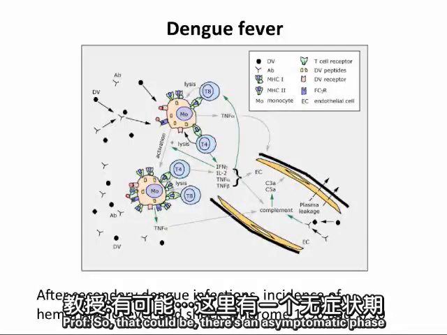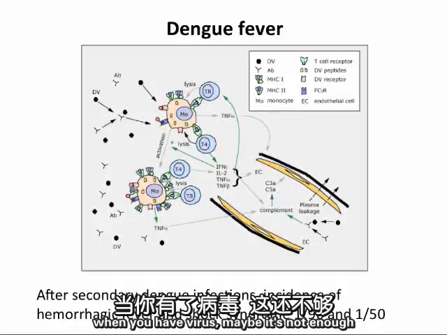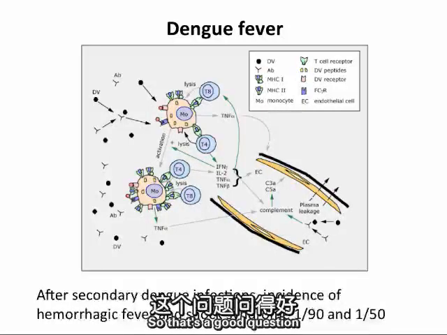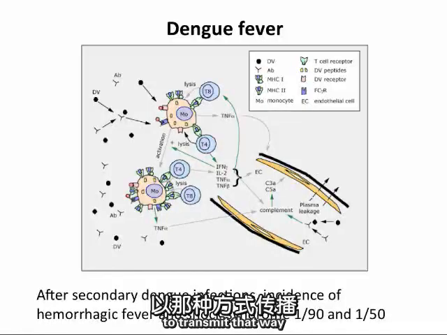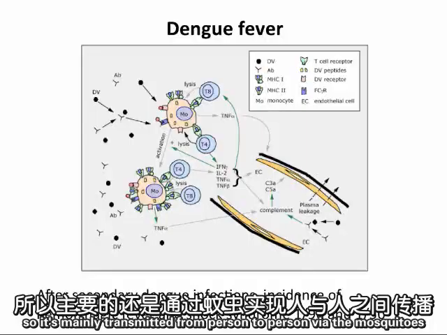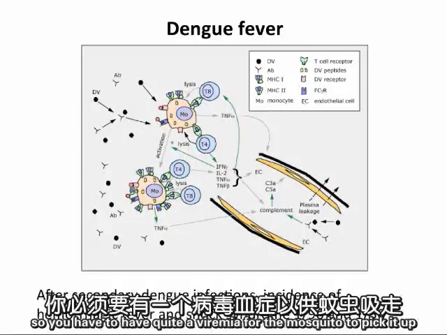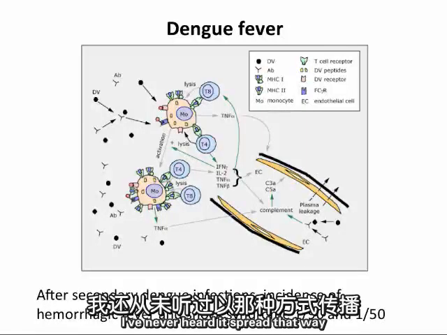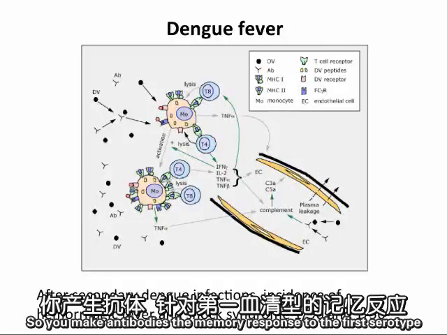There's an asymptomatic phase when you have virus. Maybe it's not enough. That's a good question, because there might not be enough virus in your blood to transmit it that way, but a mosquito may take a blood meal. So it is mainly transmitted from person to person via the mosquito. You have to have quite a viremia for the mosquito to pick it up. It may not be compatible. I have never heard it being spread that way.